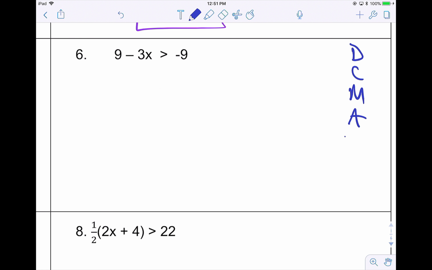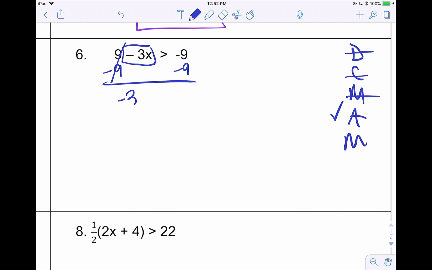So problem 6, I don't have any parentheses to distribute, don't have any like terms to combine, only one variable, so nothing to move. I'm now going to add or subtract, so I subtract 9 from both sides. On the left side, I'm left with negative 3x. On the right side, negative 9 minus 9 is negative 18.